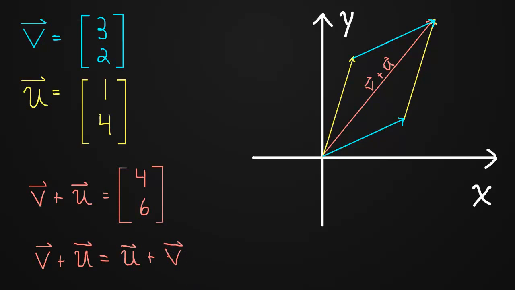And we'll prove that in a few videos from now. We'll prove that vector addition is commutative, but just visually, this is kind of a geometric proof that it must be.